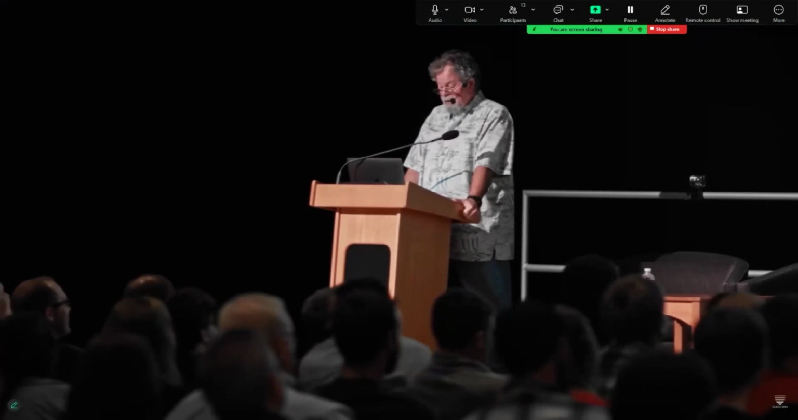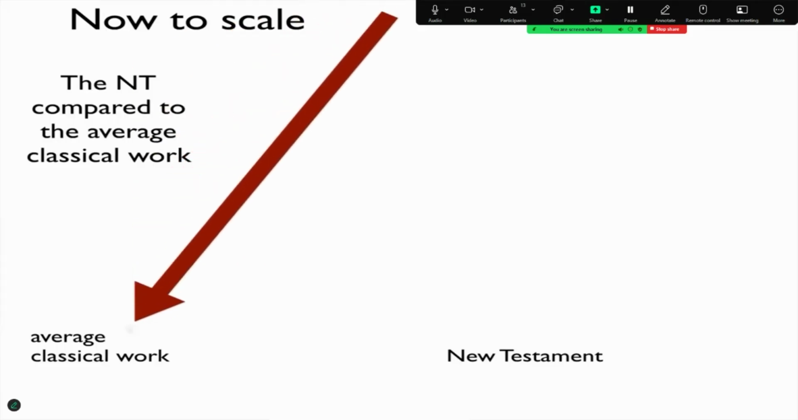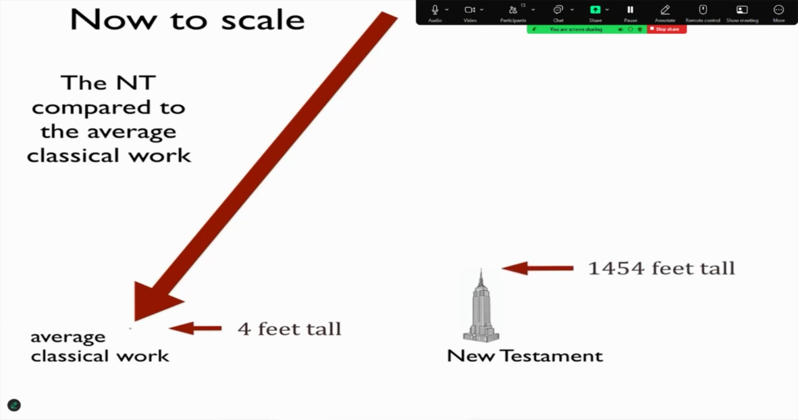But that's not to scale. Now I'm going to show you this to scale. Here's the podium. Okay, now you can see it. See that dot? It's about a pixel. It's 4 feet tall. And here's the Empire State Building, 1,454 feet tall.